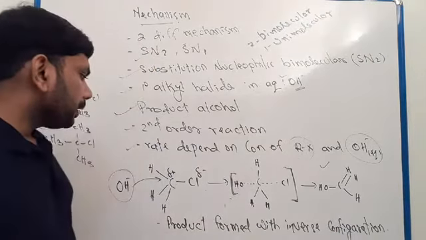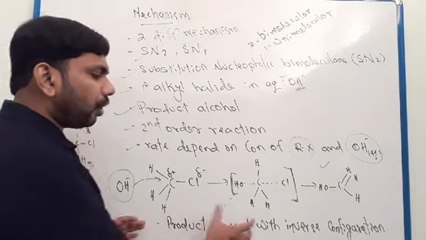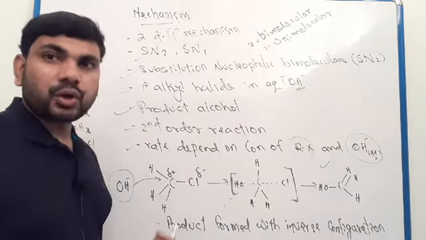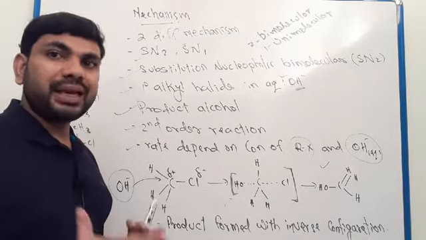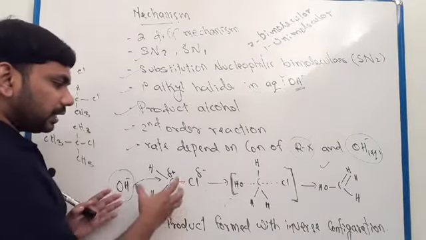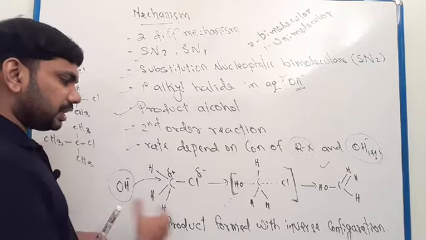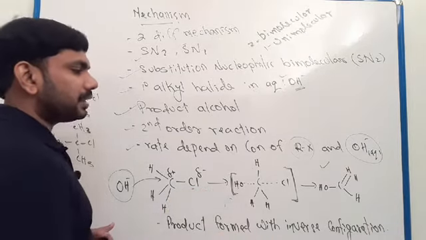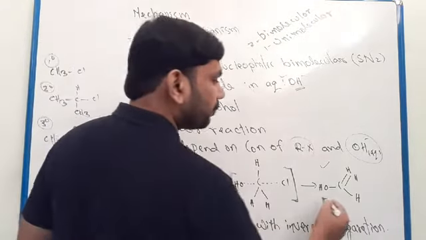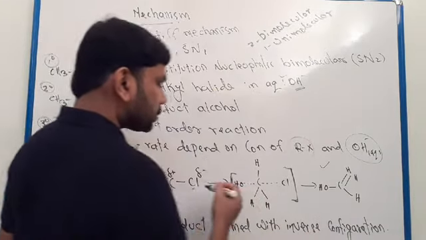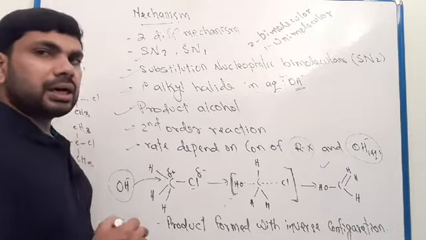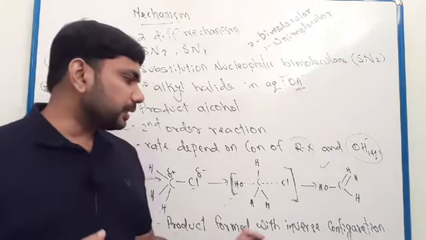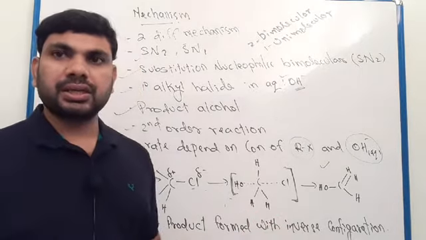So look here, the product is formed with inverted configuration. Look at its configuration like this. Here the chlorine, the halogen, is on the right hand side. Finally the nucleophile is on the left hand side. So during the SN2 mechanism, the product is formed with inverse configuration.